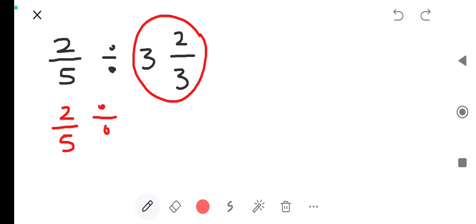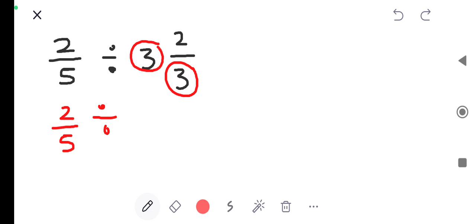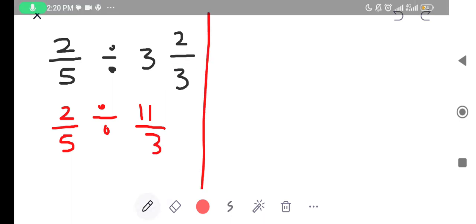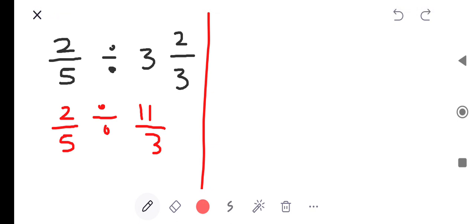To do that, you will do 3 times 3, that gives 9. Then 9 plus this 2 on top, you have 11. You write 11 over the denominator again, which is this 3. Now the next thing you do is you keep the fraction at the left the same. That means that you will write 2 over 5 again.